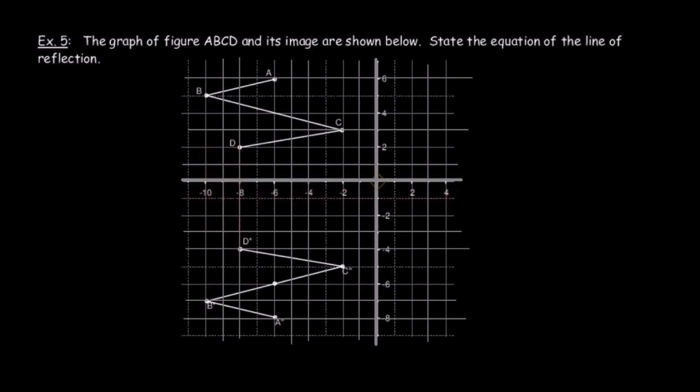I went down 3. Right? You just have to check those two out. That distance is 3. That distance is 3. So this is my line of reflection. Since it's horizontal, it's got to be a y equals equation. And I'm crossing right here. It looks like that's -1. So that equation is simply y equals -1. There's your answer.